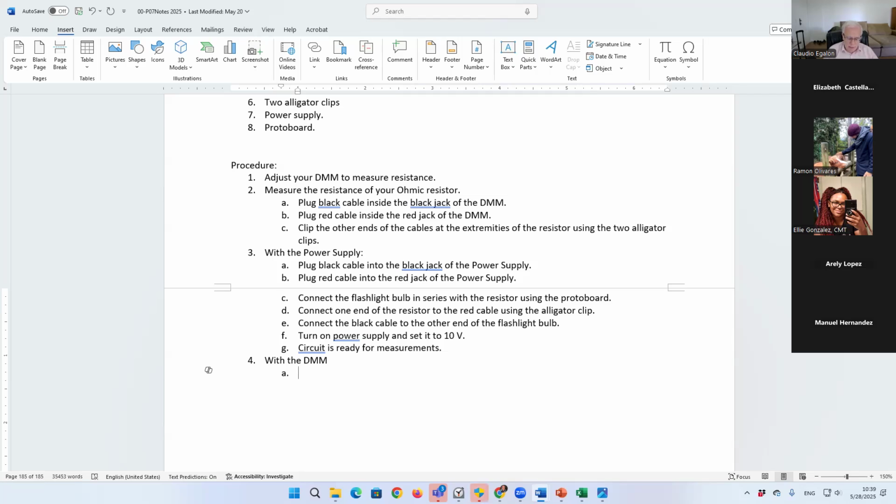one, set it to measure voltage. Okay. Connect the red cable between the red plug of the DMM and the first end of the first resistor.